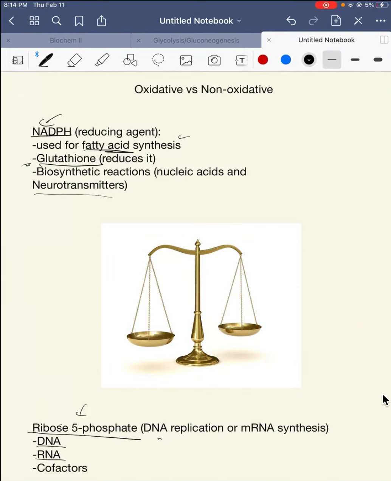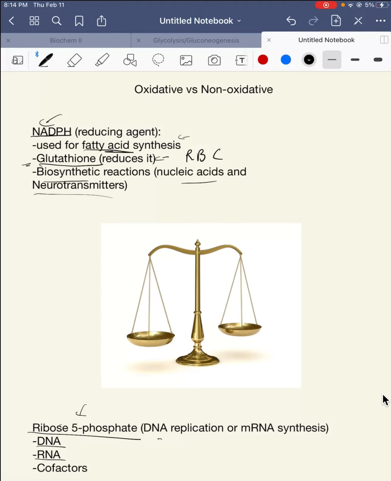Another thing it can be used for is glutathione. This is in red blood cells, and I have a slide specific to that later on, so we'll discuss that in more detail. And then it can also be used in biosynthetic reactions, nucleic acids, and neurotransmitters.